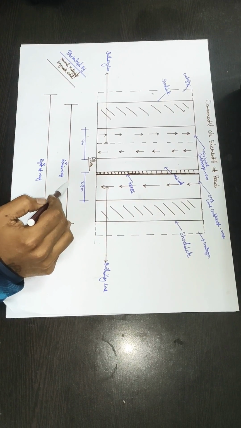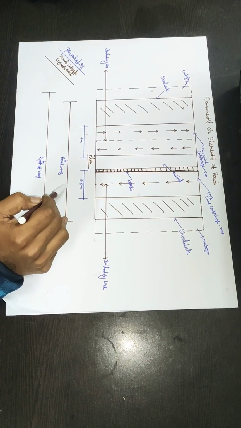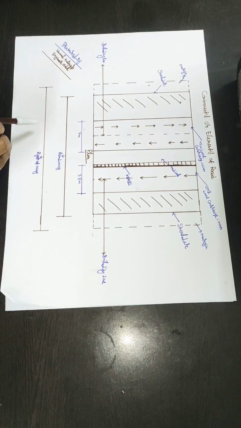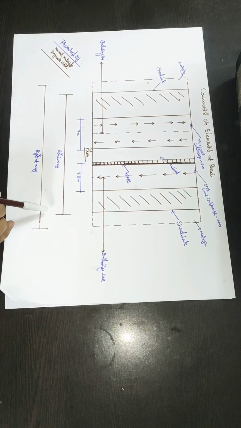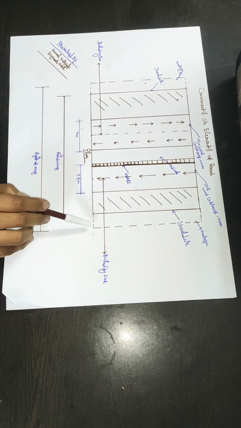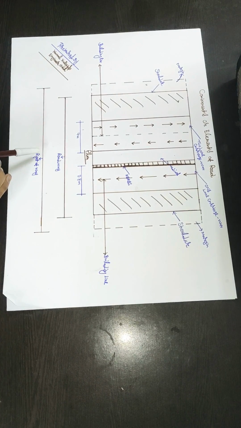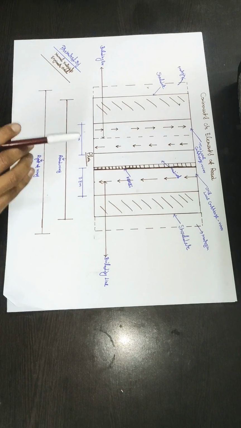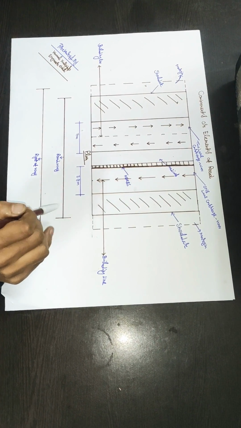And the other part, fifth one, is right of way. The whole width of the road, from the margin to the other margin, is called right of way. In other words, we can say right of way is the combination of carriageway plus shoulder plus margin.